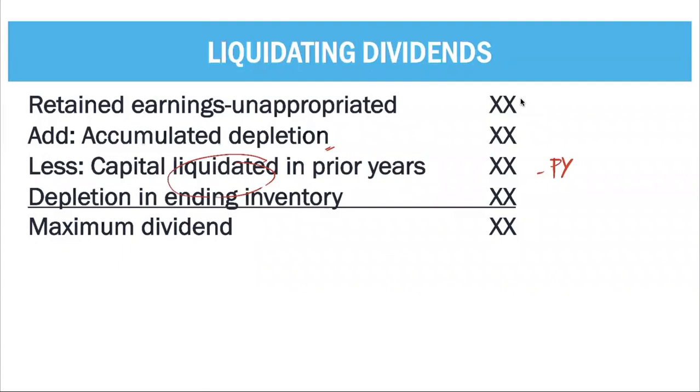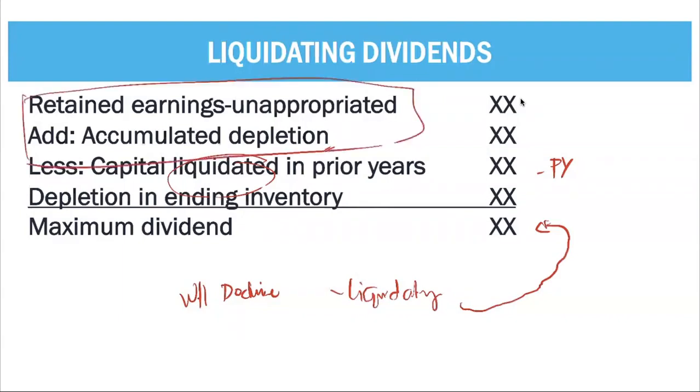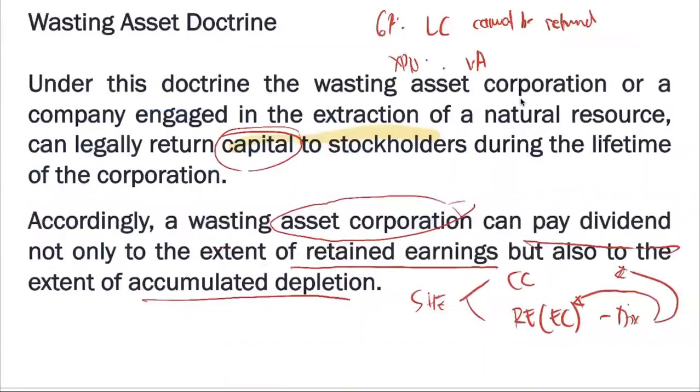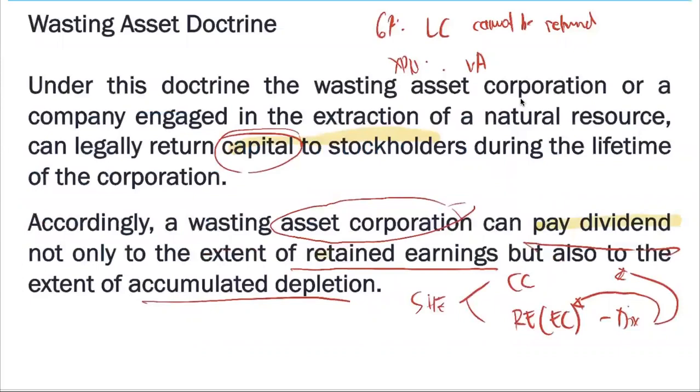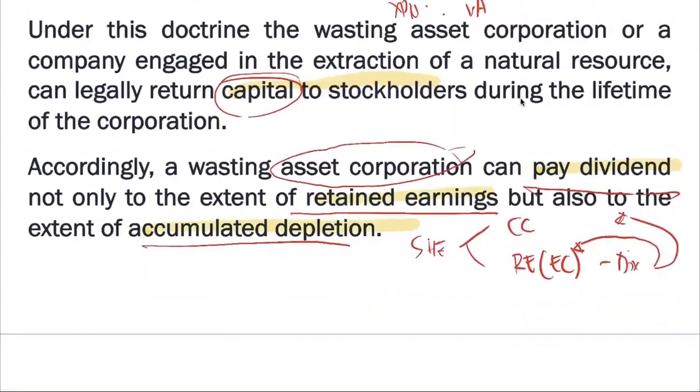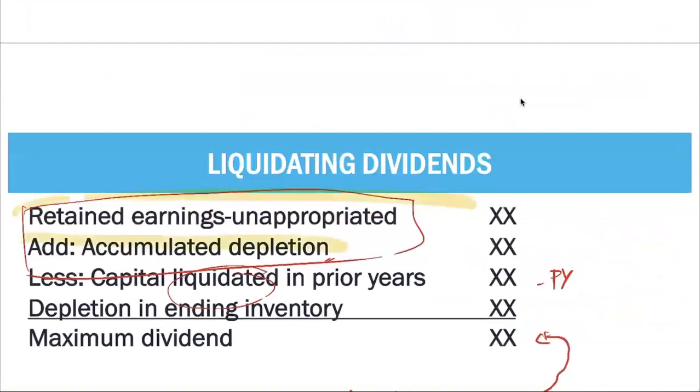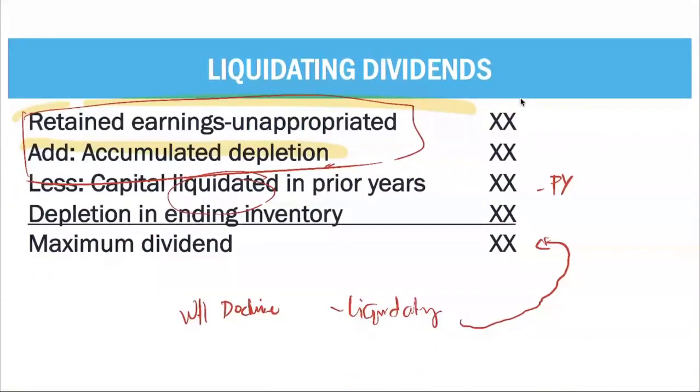Don't worry, you will not have any computation. I just want you to remember the wasting asset doctrine that you can provide for liquidating dividends. So to compute for liquidating dividends, we use this formula. You do not need to memorize this, okay? But you can remember that in a liquidating dividend, you can include the accumulated depletion. Sabi nga natin kanina, in a wasting asset corporation, you can pay dividend not only to the retained earnings but also to your accumulated depletion. Kaya nga dinadagdag natin dito yung accumulated depletion. Okay? So that's it for PFRS 6 wasting assets.